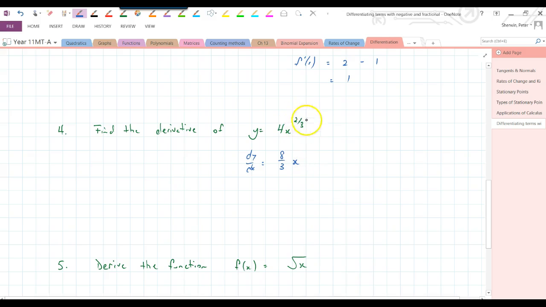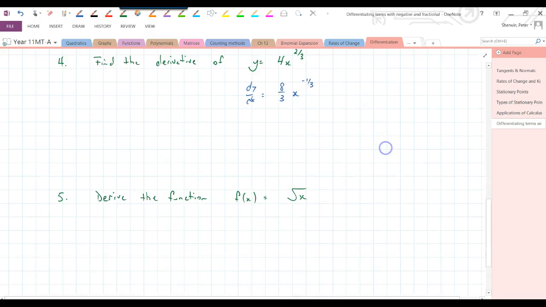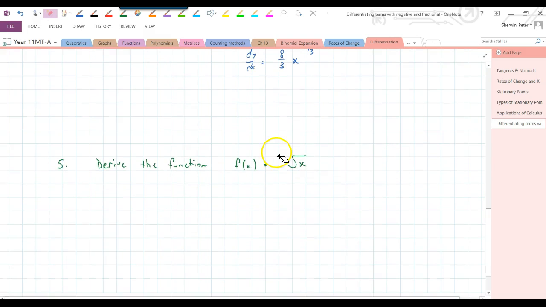Now reduce this power by 1. Again, 2/3, I'm going to subtract 1. But rather than writing it as 1, I'm going to write it as 3/3. 2/3 minus 3/3 is the same as 2/3 minus 1. But this has the benefit of me being able to work out that 2 minus 3 is minus 1. So minus 1/3 up here as my power. And that's my derivative. Okay, the last one we've got down here, it's not in differentiable form.